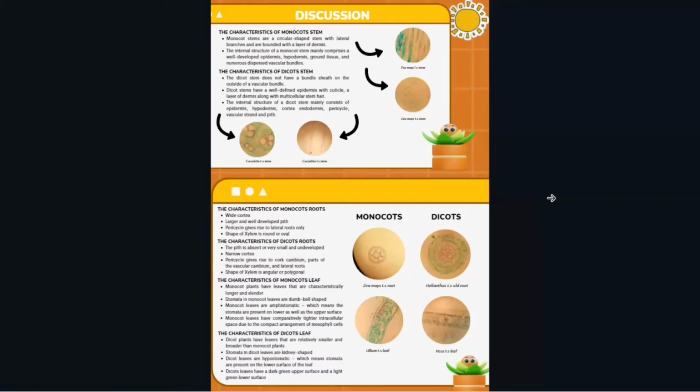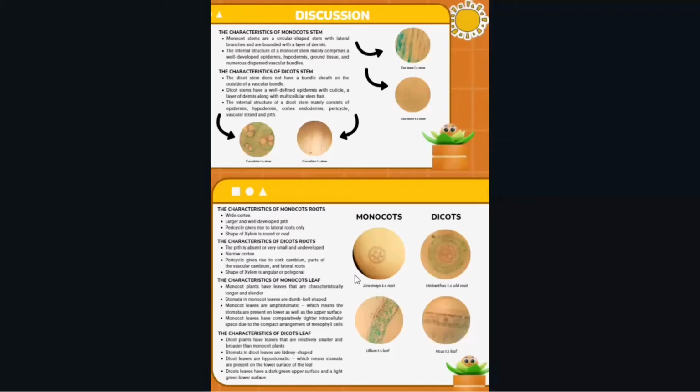The characteristics of dicots: the pith is absent or very small and undeveloped, and it has a narrow cortex. The pericycle gives rise to cork cambium, parts of vascular cambium, and lateral roots. The shape of xylem is angular or polygonal. For what we observed, we got the Zea mays TS root as the monocot plant, and the Helianthus TS old root as the dicot plant. Now for the leaf.